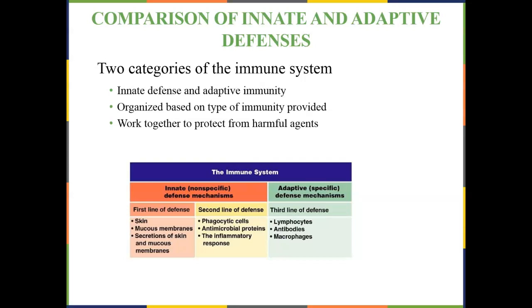Under the adaptive defenses, these are things that we produce as we come in contact with pathogens. Our body produces an immune response and then produces a memory to that immune response. And so the third line of defense includes your lymphocytes like B and T cells, antibodies, and macrophages, which are part of both the nonspecific and specific. So it's here, but they're in both. But lymphocytes and antibodies are only found in that third line of defense, okay?